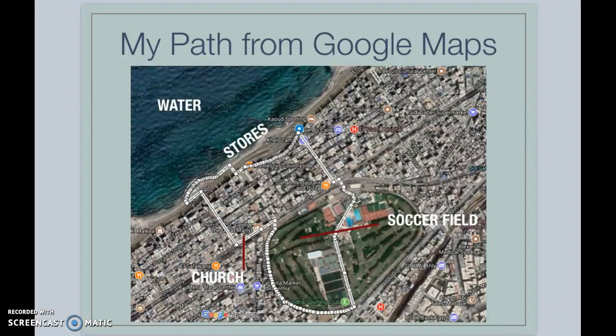So like you see in the first slide, here's a picture of my path from Google Maps in satellite mode. Over here is the water. There's a line of stores along the shoreline. There's a soccer field where some of my friends and I would play, and the church.